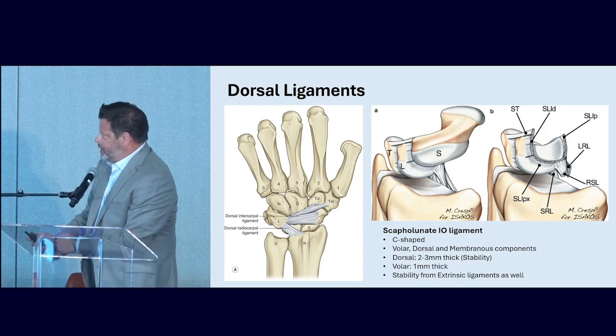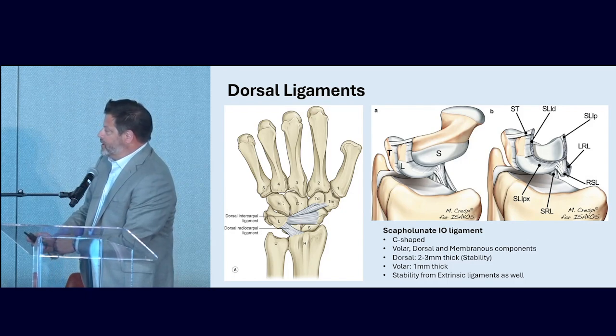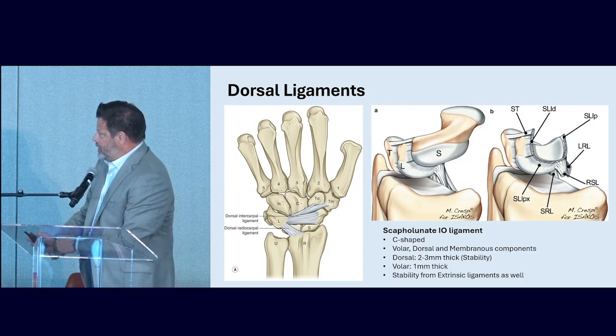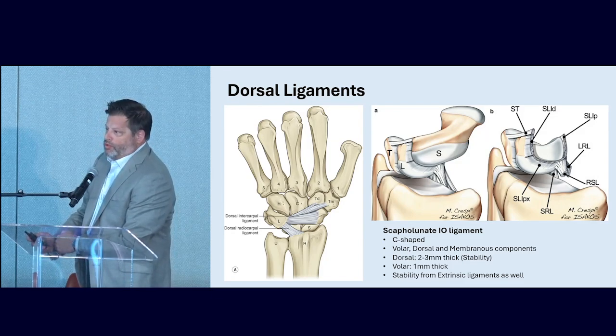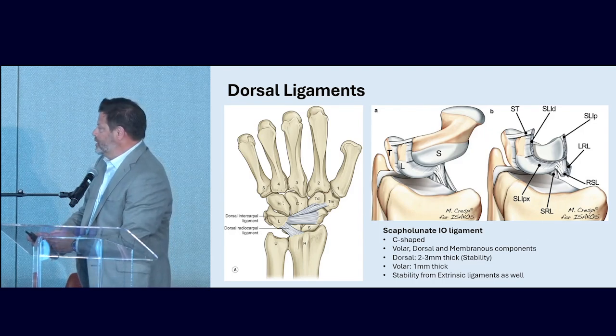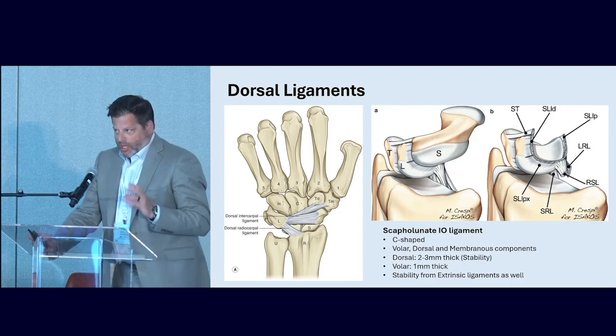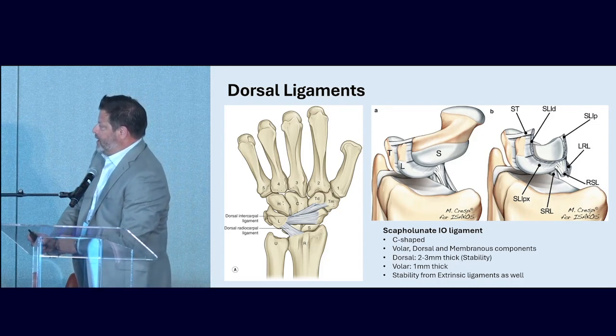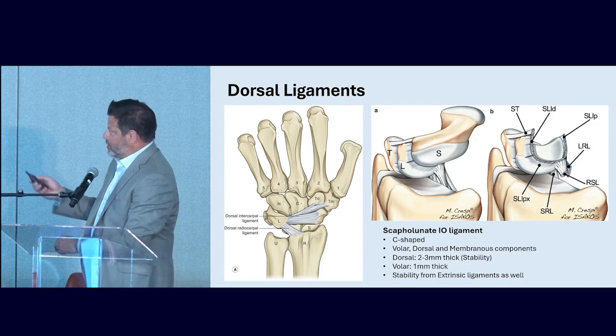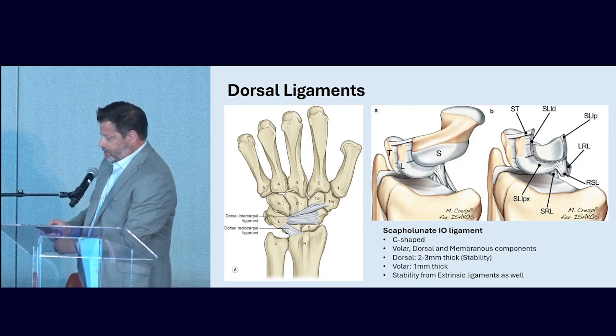You see the ligaments there, but the scapholunate interosseous ligament is very robust and very complex. It's C-shaped, with three components: the volar, dorsal, and membranous components. The dorsal is the one that we focus a lot of our attention on. It's very thick, 2 to 3 millimeters, and provides a large amount of stability, whereas the volar part is only 1 millimeter thick, and we don't spend as much time thinking about that. The complex itself derives a lot of external support from the external ligaments that are all connecting to it, as you can see in the diagram there.